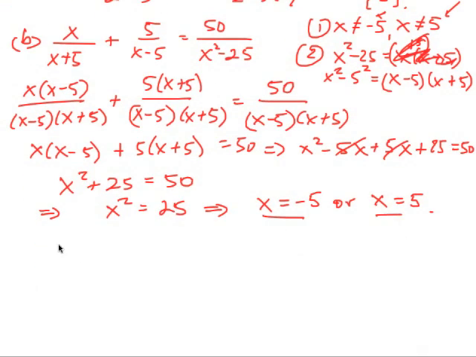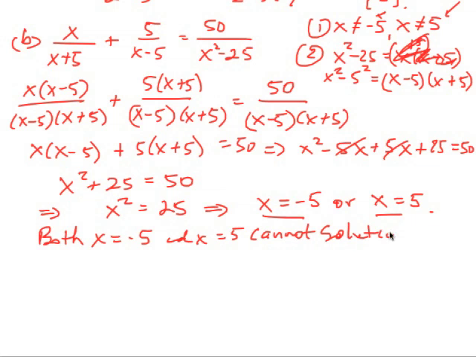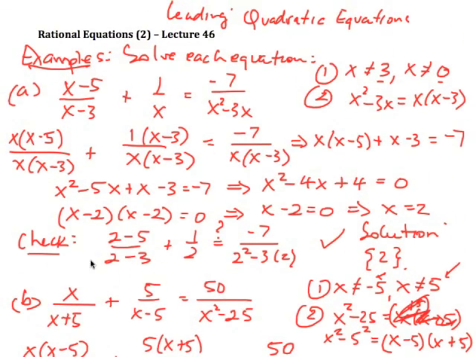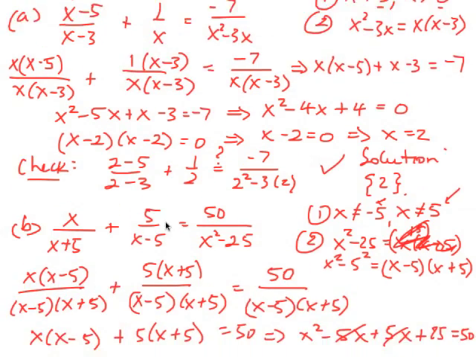Both x equals -5 and x equals 5 cannot be solutions, and there are no other choices, so there is no solution. We either use empty brackets like this, or we use this symbol here. Okay, and that's how we solve rational equations that lead to the solving of a quadratic equation to get the solution.